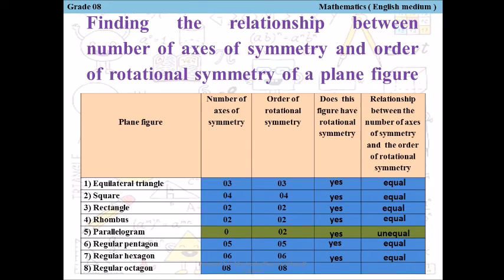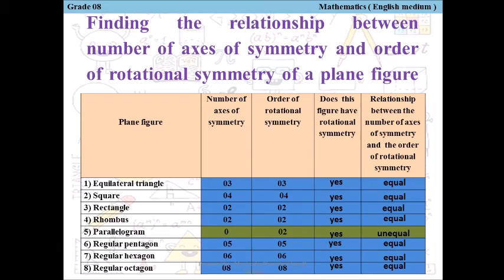The last one, regular octagon. Number of axes of symmetry is 8. Order of rotational symmetry is 8. Does this figure have rotational symmetry? Yes. Relationship between the number of axes of symmetry and the order of rotational symmetry is equal.